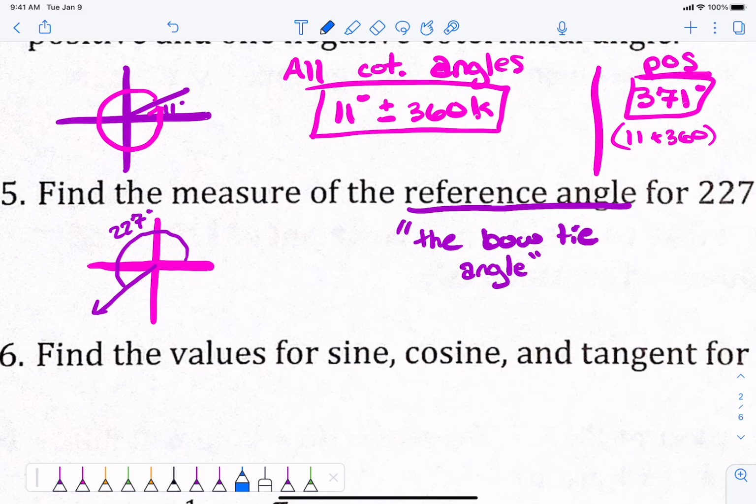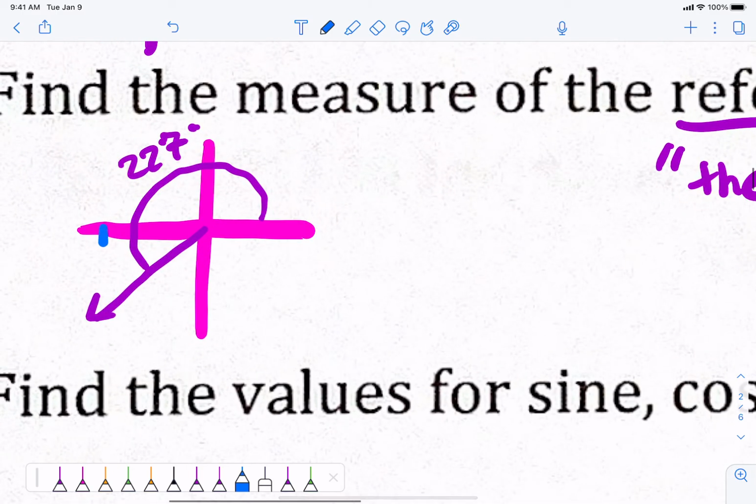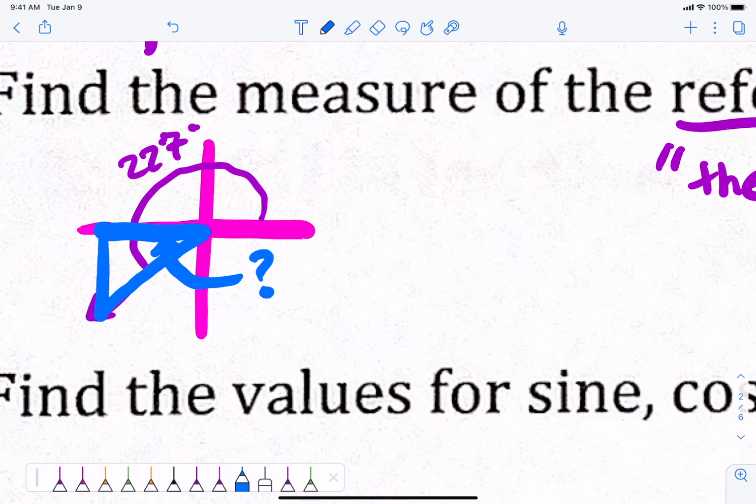So if I take this angle, the 227, and I make it into a bow tie, it's a triangle that looks like that. That's what the bow tie would look like. You connect it like a bow tie. And we want to know what this angle is. Question mark. How much is that? Okay, so what will that angle be?